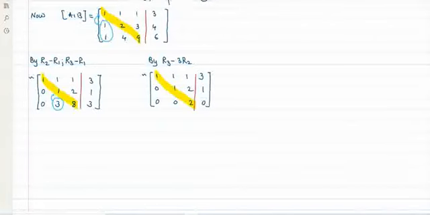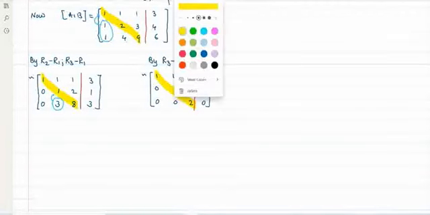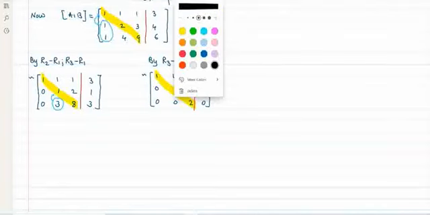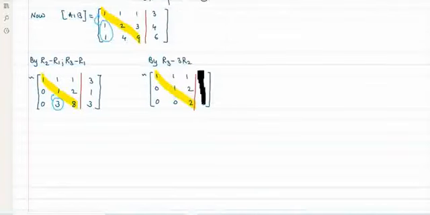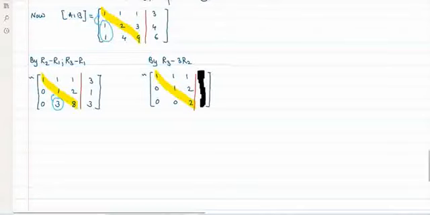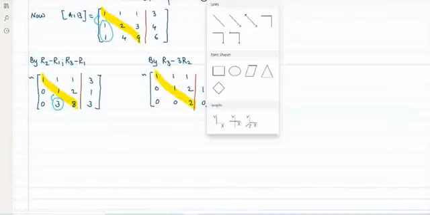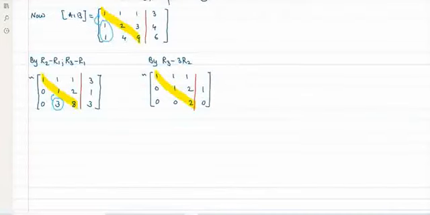Now, what is the rank of AB? What is the rank of AB? 3. Okay. And if you skip the last column, you will get A. What is the rank of A? 3. Rank of A and rank of AB both are equal here.